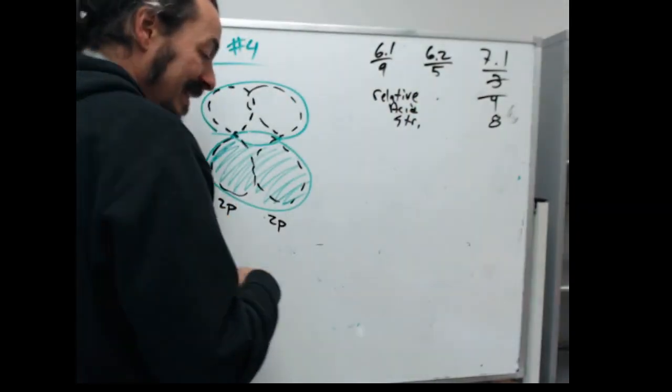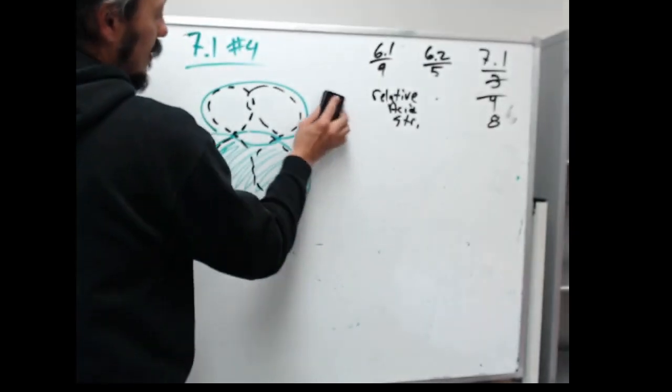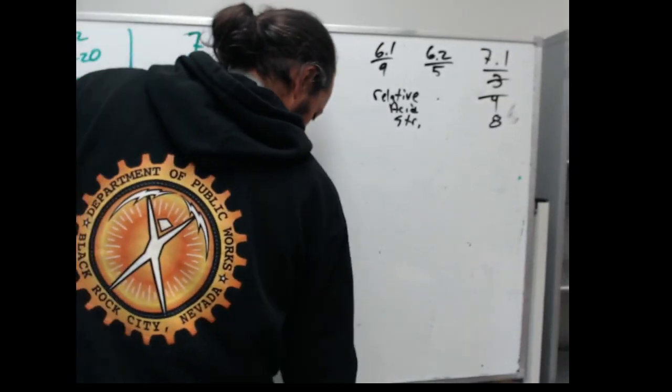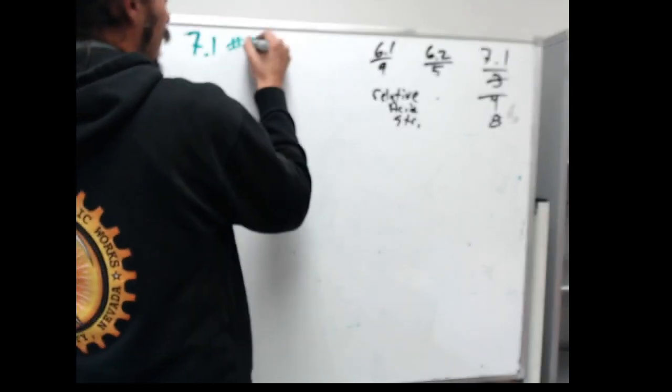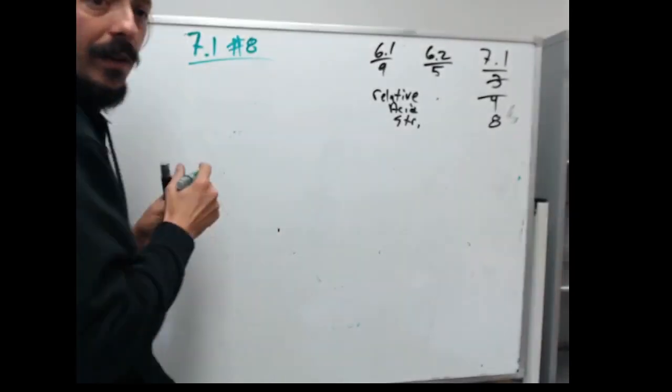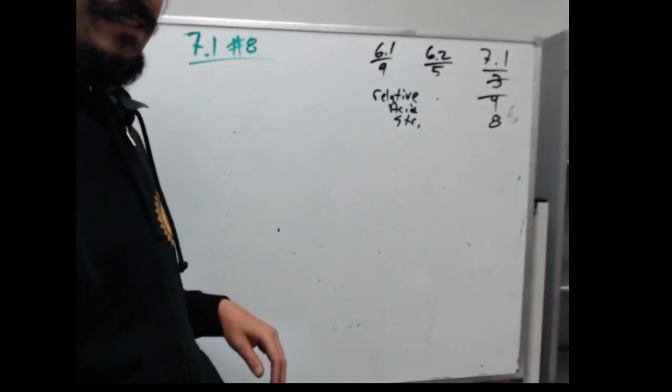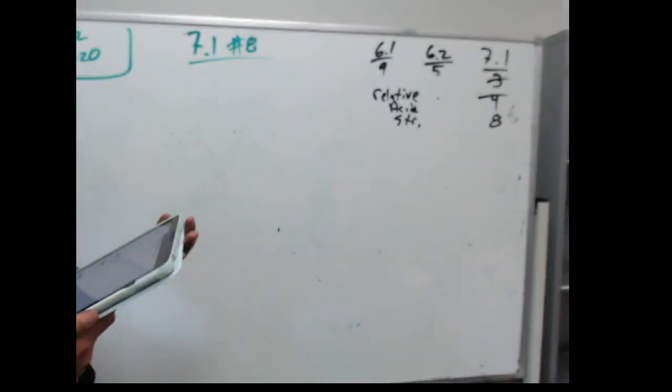So let's do 7.1 number 8. What does 7.1 number 8 ask? Oh, sorry. Can I hand it to you? Yeah, is it another long one? Yeah, just parts A through E. These are conceptual questions where we're walking through things.